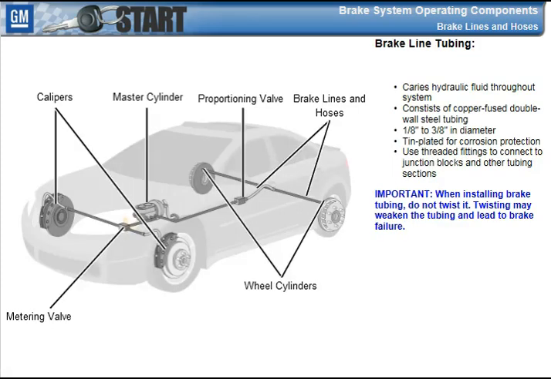Brake line tubing carries brake fluid throughout the hydraulic system. Typically, brake line tubing is made up of copper-fused double-wall steel tubing with a diameter ranging from 1/8 to 3/8 of an inch. It's bonded at an extremely high temperature and has a tin plating to protect it from corrosion.